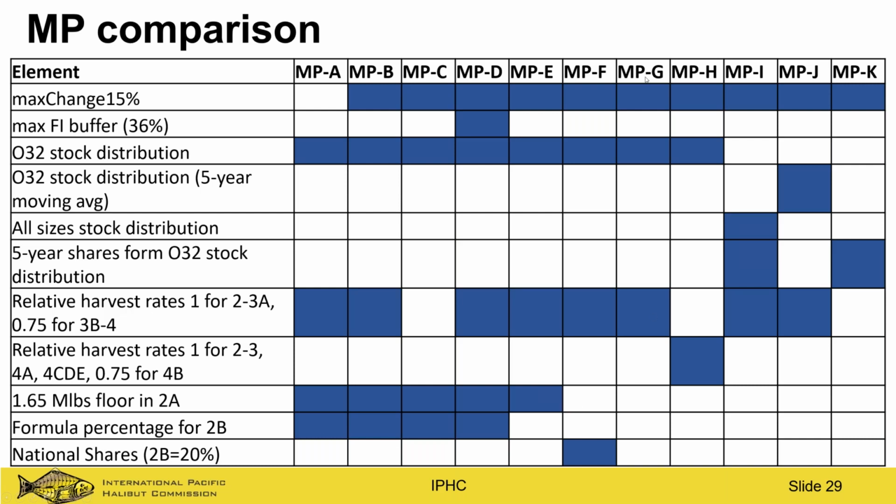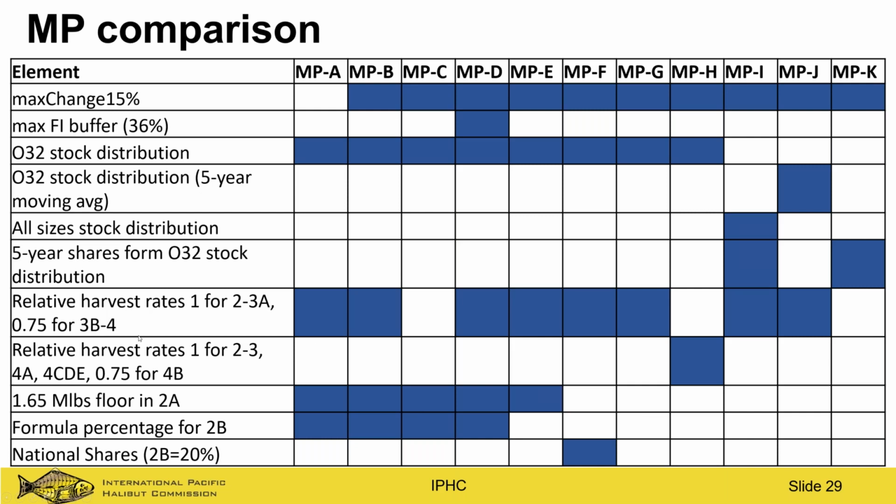And then if we go over to G, we see sort of the past interim management procedure, which does have a constraint on it though, but just using 032 stock distribution and relative harvest rates for 2 to 3A and then 3B to 4, where 3B to 4 is harvested at a lesser rate. And that one, G, does not have these agreements. So we can really see the effect of the agreements in management procedure G.